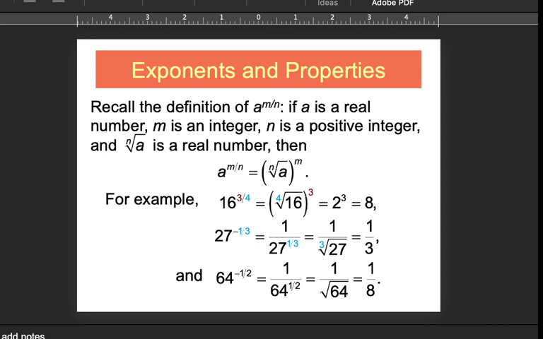It was said very mathematically, but it's basically saying this. We raise something to the power of 3. What are we raising to the power of 3? The 4th root of 16.